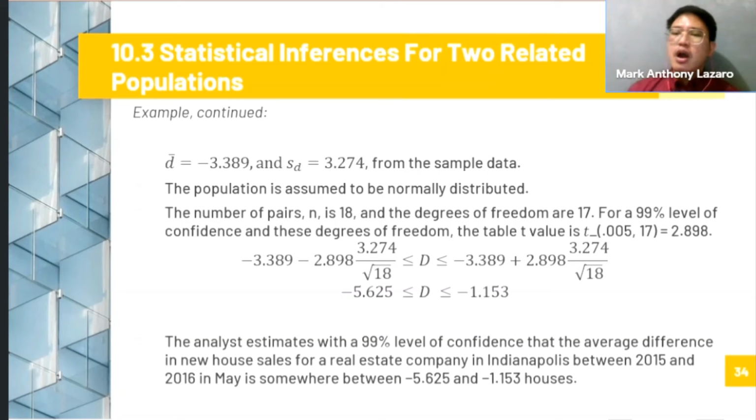Substituting all our values into the formula, we arrive at the result of negative 5.625 and negative 1.153. The analyst estimates with a 99% level of confidence that the average difference in new house sales for a real estate company in Indianapolis between 2015 and 2016 in May is somewhere between negative 5.625 and negative 1.153 houses.